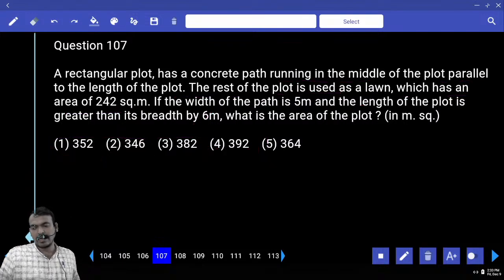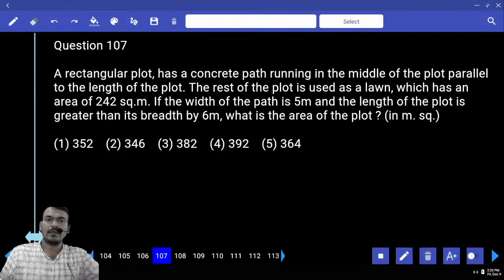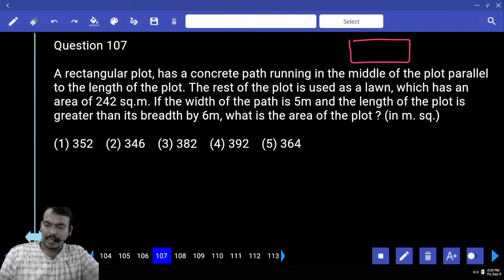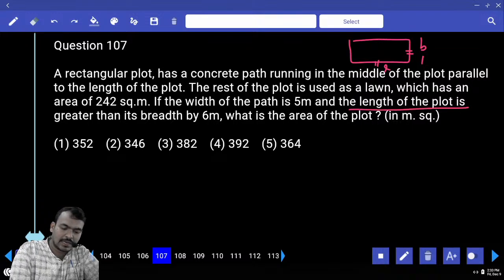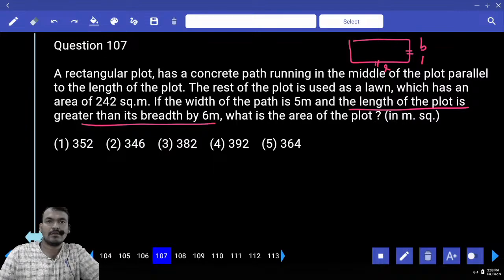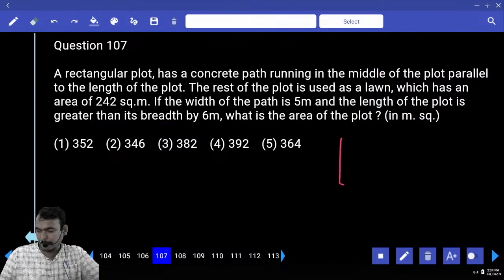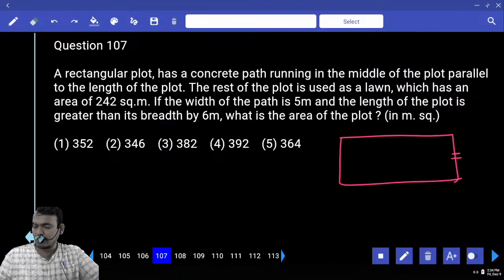What is the question here? The area of the plot. First of all, a rectangular plot is given, and suppose we consider the breadth value as B. Then the length value is L. Breadth is B, and the length of the plot is greater than its breadth by 6. So breadth value is B, and length value is B plus 6. What is the total diagram? Breadth is B. Length is B plus 6.